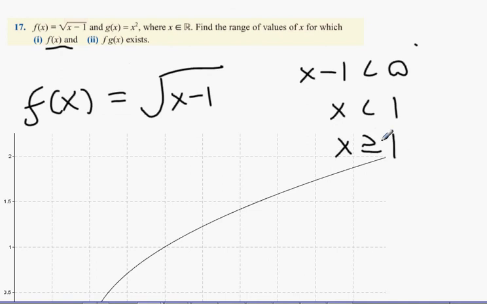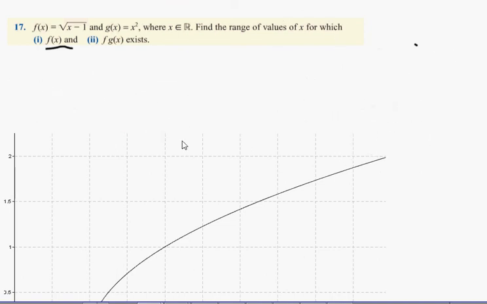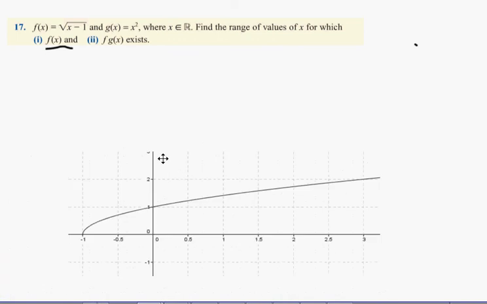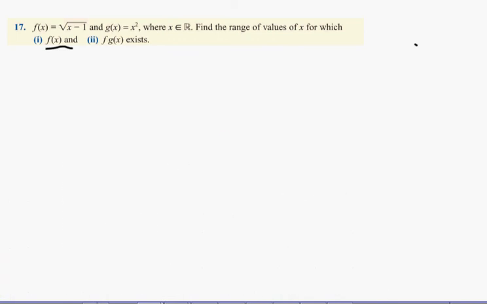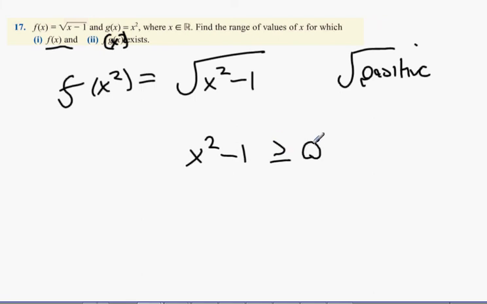Now, the flip side to this is it now wants f of g of x. And f of g of x is a different function altogether. It's the f value of x squared. It's f of x squared. And that makes it the square root of x squared minus 1. Once again, bear in mind, for this function to exist, what's inside the square root has to be positive. This means x squared minus 1 has to be greater than or equal to 0. This is what type of function again, guys?